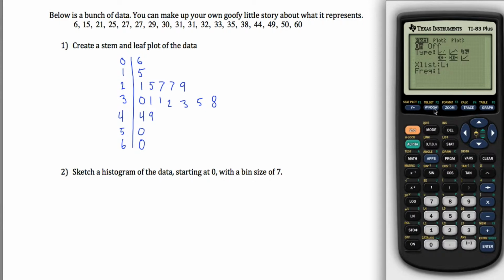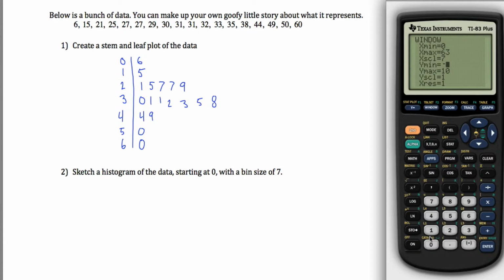Leave it as 1. Then hit window. Why do you hit window? Because you want to specify the size of your bins. You want to tell it that you're starting at 0. That means your X minimum should be 0. Your X maximum, well, let's see. I'm starting by 7s. I want to make sure that I get 60 in there. So I guess my last bin will go up to 63. Just some number bigger than 60 here, and you'll be able to see everything. Your X scale, that's your bin size. It's important to make that 7.